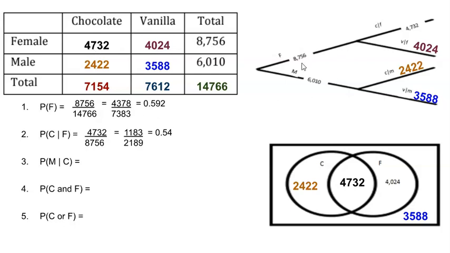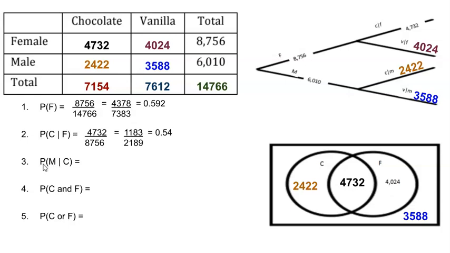For the tree diagram, it's also pretty simple. You can just take this value right here for chocolate given female, and then put that over how many females we had. And then with the Venn diagram, you have this group right here that are chocolate and female, and you just have to add the two values to find the total number of females.